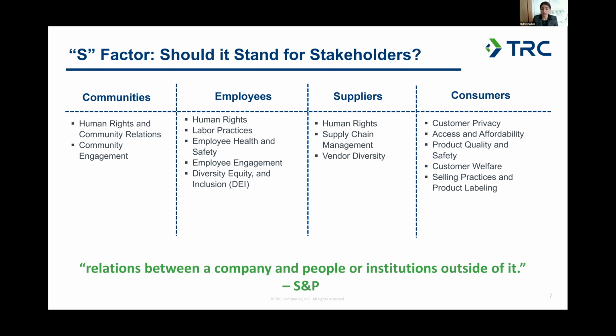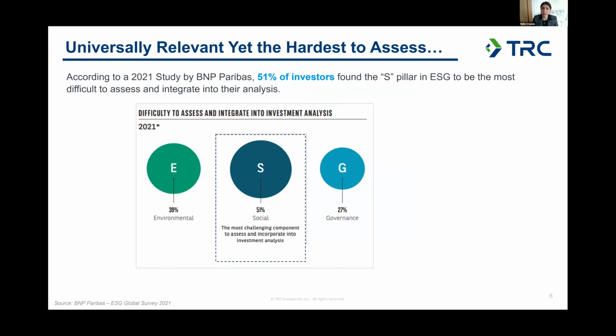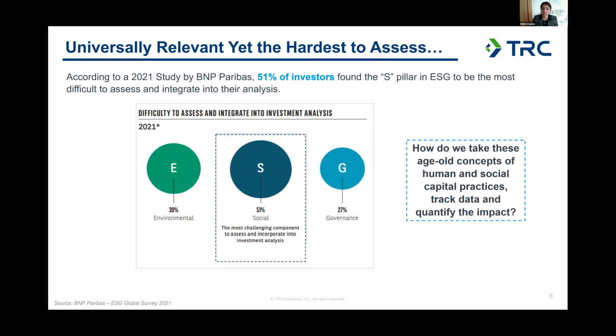So really S stands for that relationship between a company and its people, and really all the institutions around it, which is why some people often defer to this as representing stakeholders. Yet so universally relevant, but it's just the hardest one to assess. And why is that? Well, 51% of investors per a recent survey indicated that the S factor is very difficult to assess and integrate into their analysis. So how do we take what is considered these age-old concepts of human and social capital practices, go ahead and track data and quantify the impact?